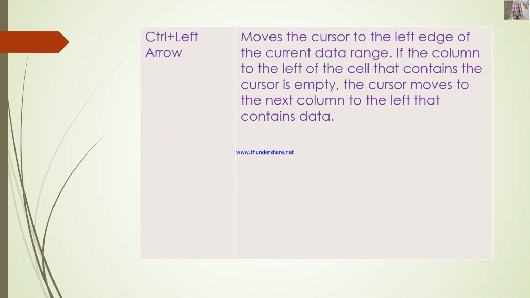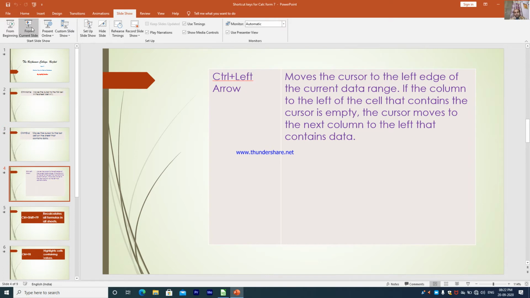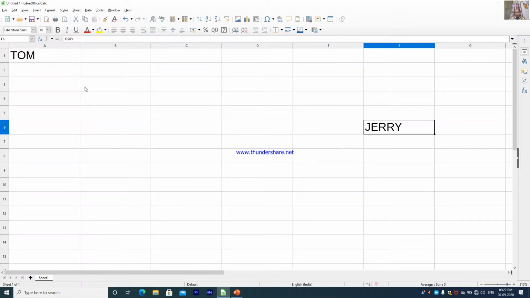Control plus left arrow moves the cursor to the left edge of the current data range. If the column to the left of the cell that contains the cursor is empty, the cursor moves to the next column to the left that contains data. Let's see. Before that, I will fill the data.